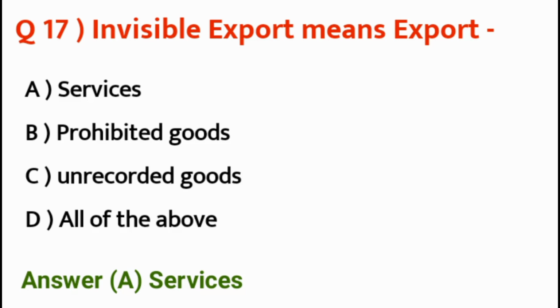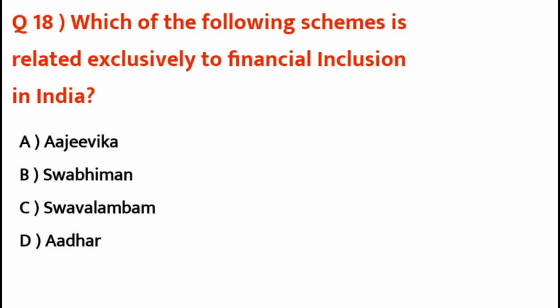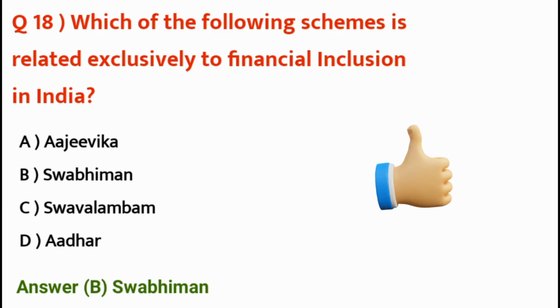Next, question number 18. Which of the following schemes is related exclusively to financial inclusion in India? Option A, Ajivika, option B, Swabhiman, option C, Swavalambam, option D, Aadhaar. The correct option is B, Swabhiman. Swabhiman scheme is related exclusively to financial inclusion in India.